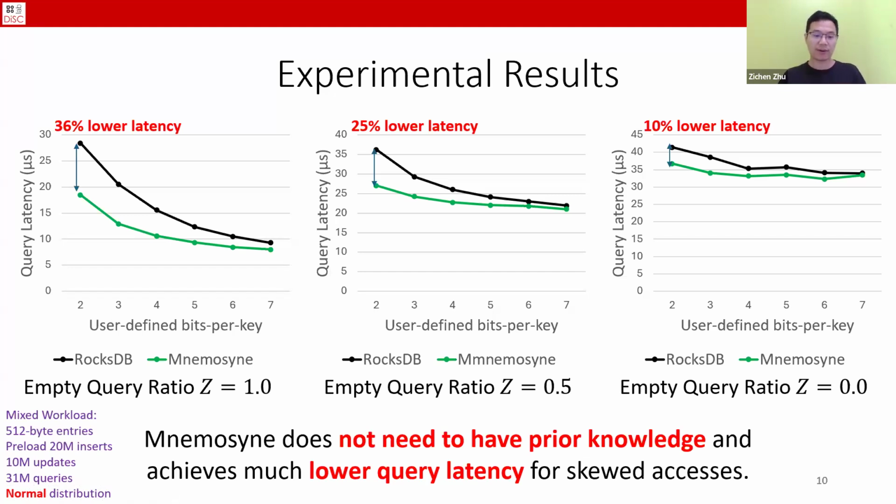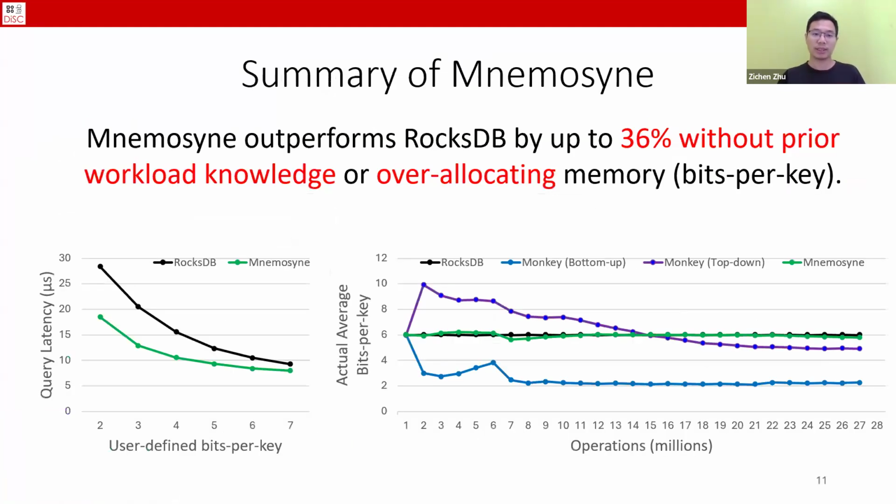As a short summary of this presentation, Mnemosyne outperformed RocksDB by up to 36% without knowing prior knowledge of the workload or over-allocating memory for the Bloom filters.